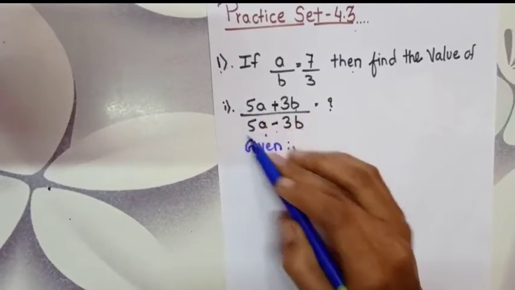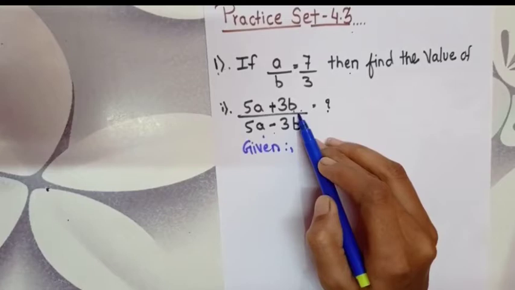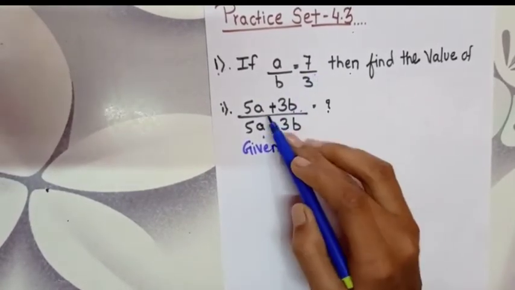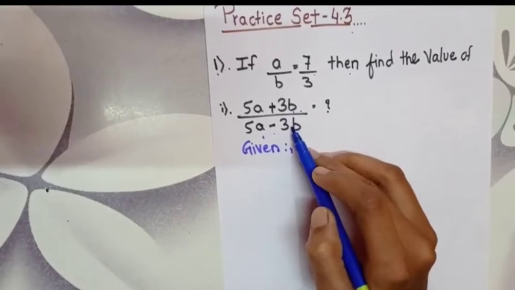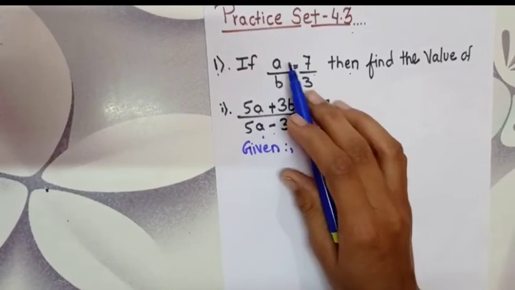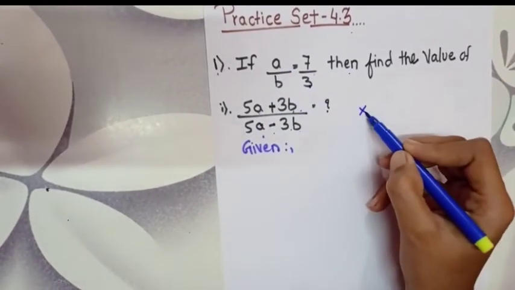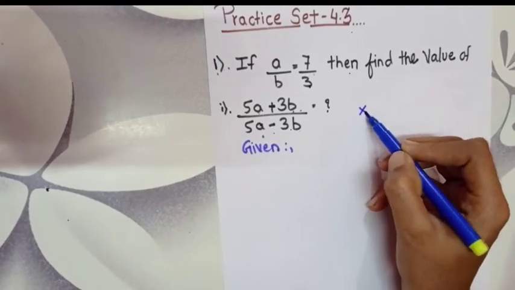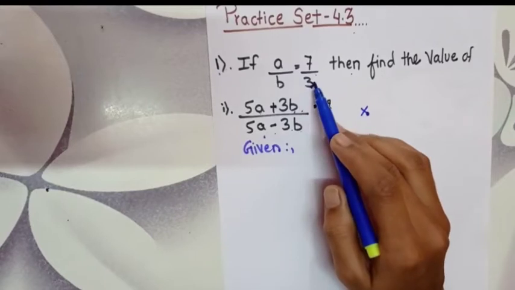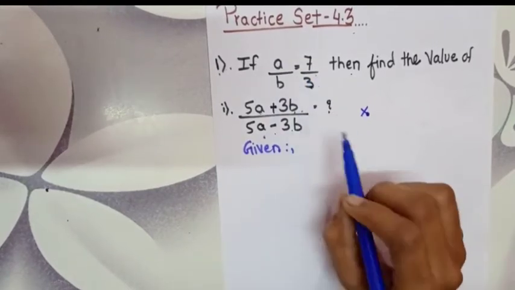Here, by seeing the question, the student will get confused about what should be done with this form and how to find the value. Some of the students will put the value of a as 7 and b as 3, but it is a wrong method because it is a ratio. They have not given the value of a and b, they have given that a by b is equal to 7 by 3.